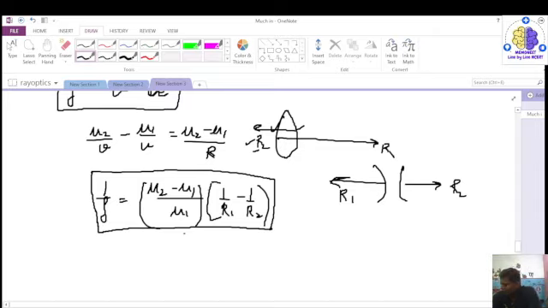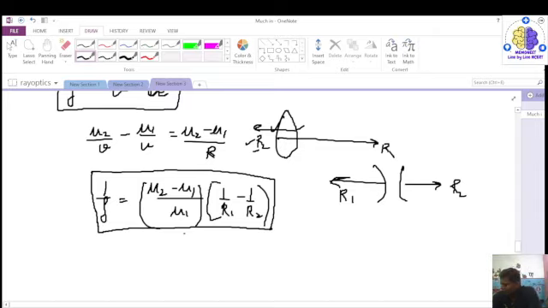And what is the lens formula? The lens formula is 1 by f is equal to 1 by v minus 1 by u. Lens maker's formula is done. Refraction at the curved surface is done. Image formation is done.